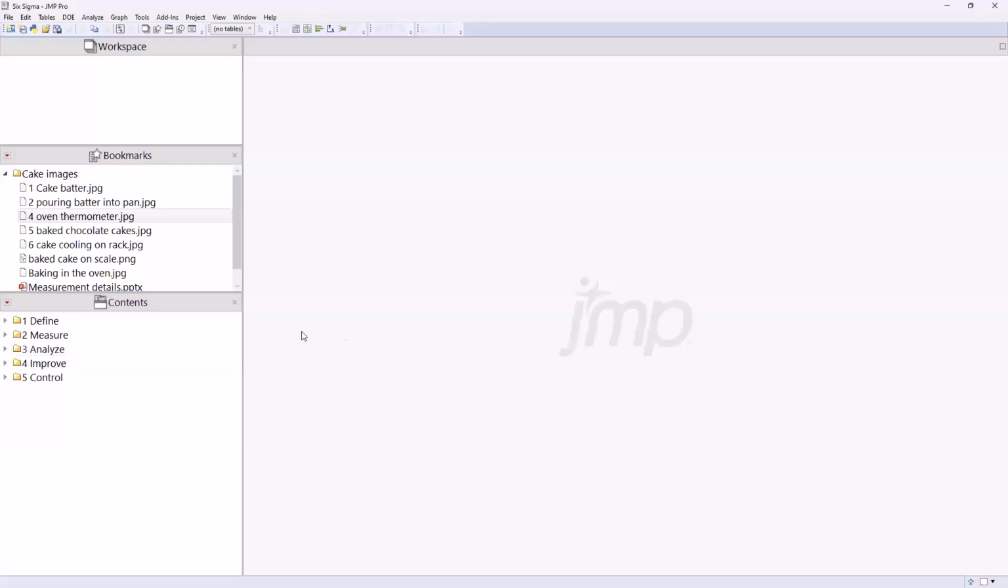Let's move on down to the contents and take a look at what I have in this define folder. Here I have my project charter. That's a Word document that I have saved as part of my project contents.